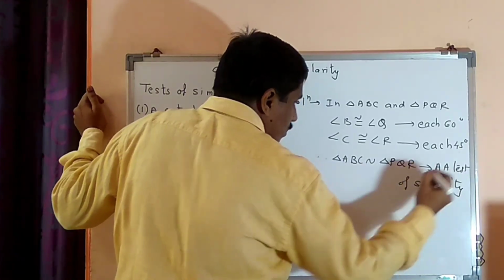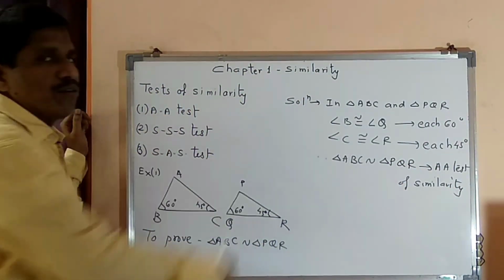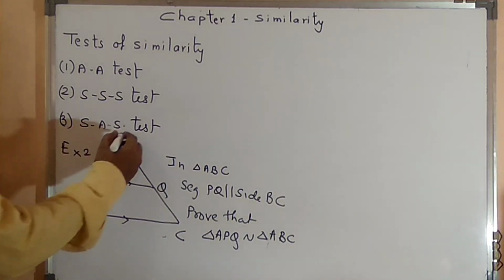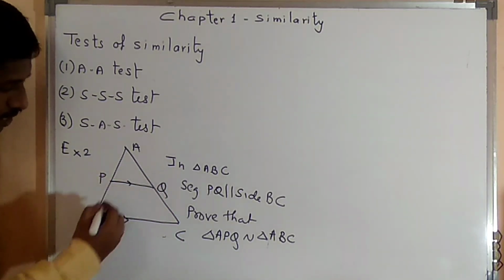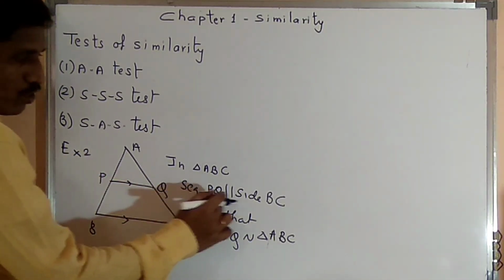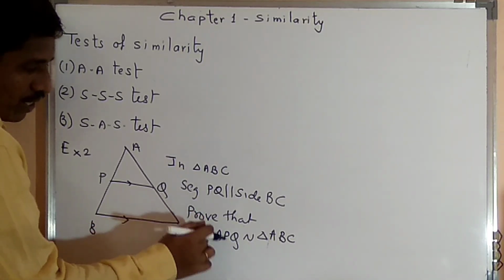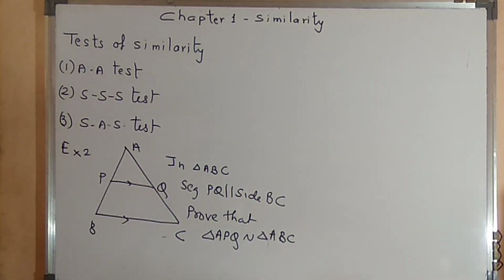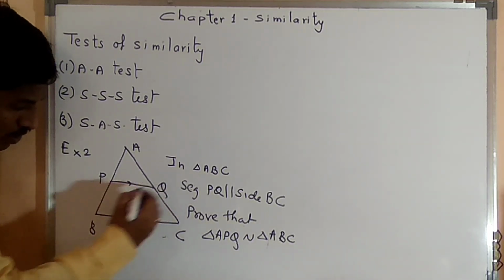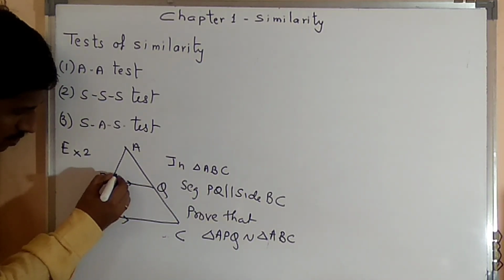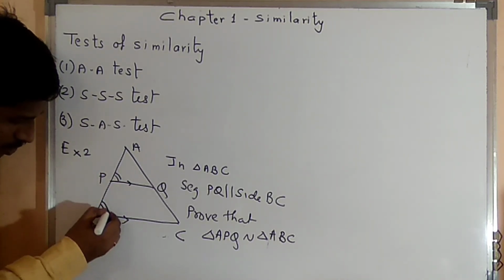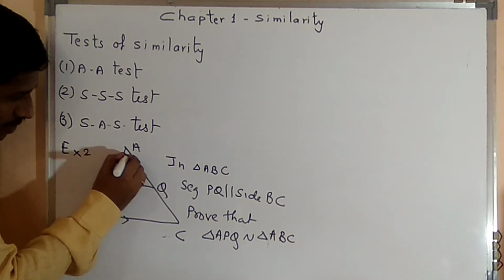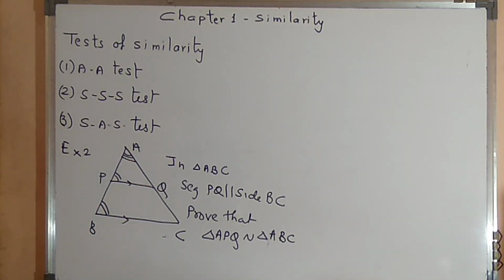So pause the video and write down this. We will solve the second example. Here in triangle ABC, PQ is given parallel to BC. What I have to prove? Prove that triangle APQ is similar to triangle ABC. I know that since PQ is parallel to BC, if lines are parallel, corresponding angles are congruent. And this angle A is common.